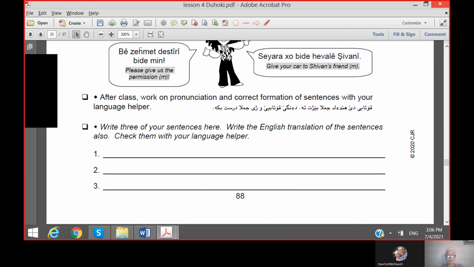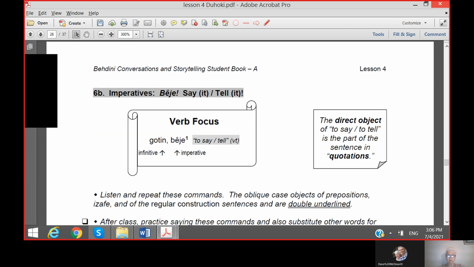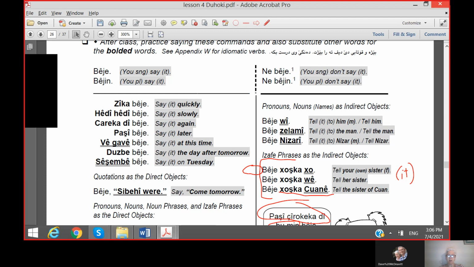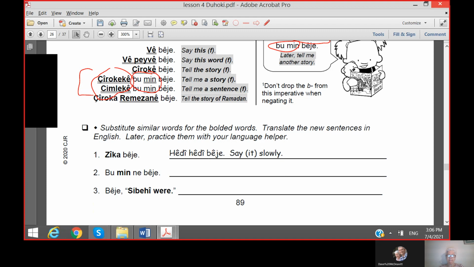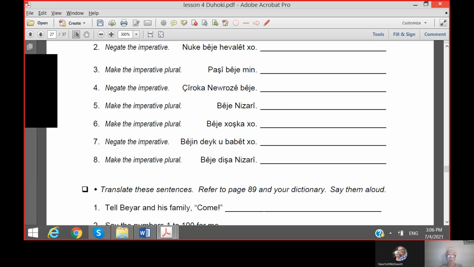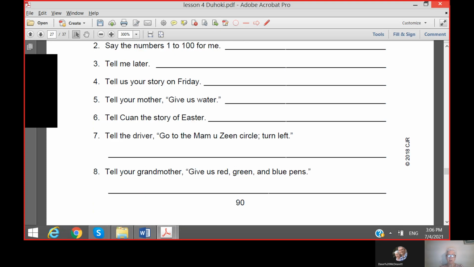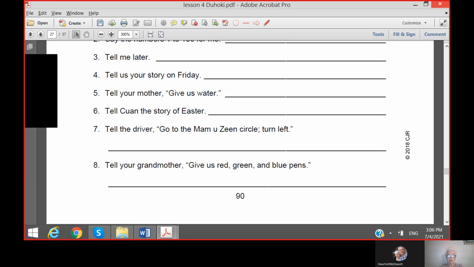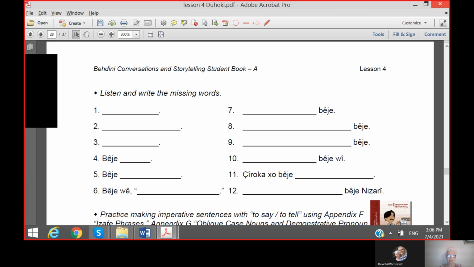Write them here. Page 89, work with the verb to give. Work it through with your audio recordings. All the activities are the same. Check your answers in Appendix S. Work things through with your language helpers.